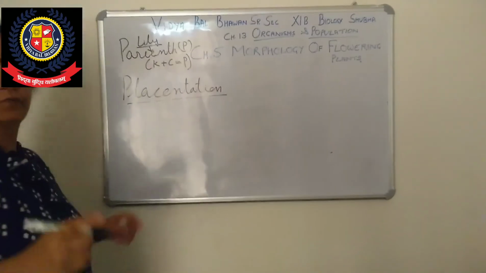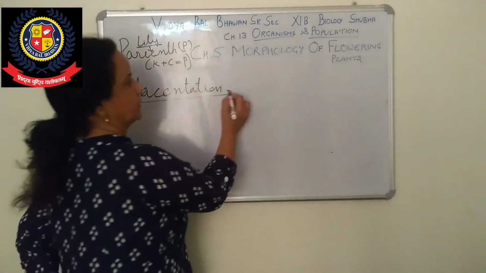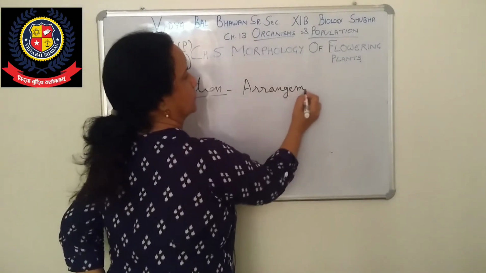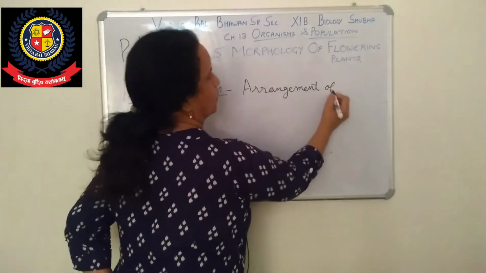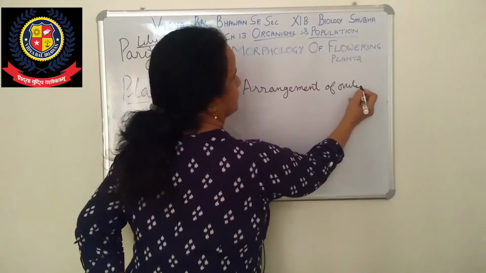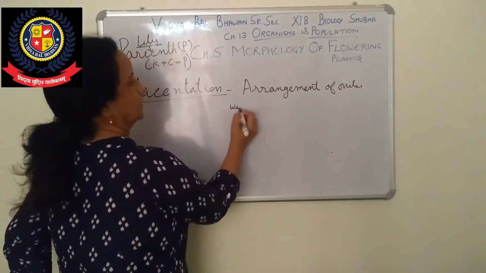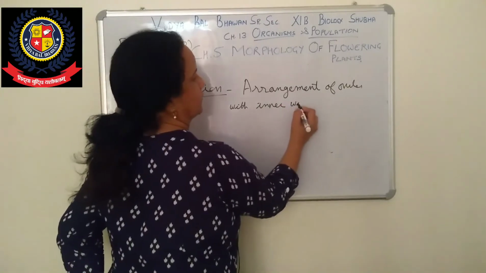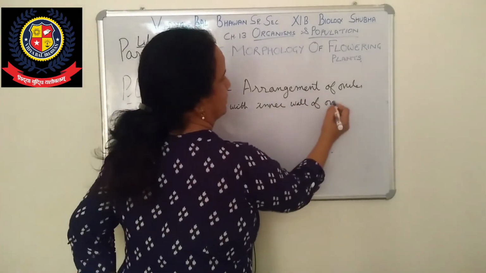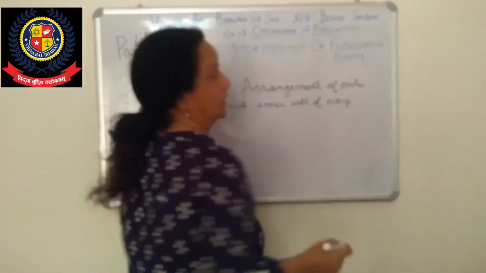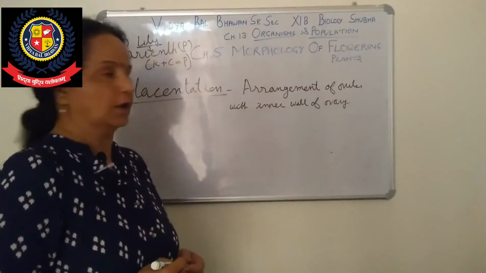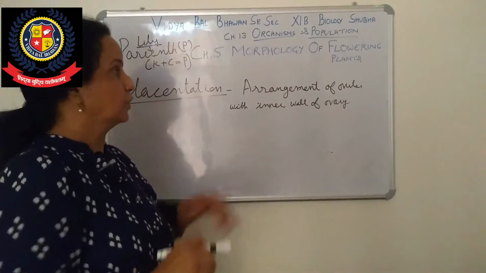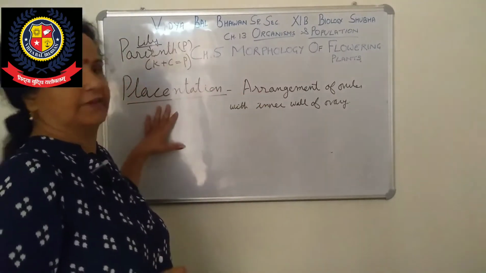Placentation means the arrangement of ovules with the inner wall of the ovary. Inner wall of the ovary means how these ovules are arranged or located inside the ovary. So that arrangement is called placentation.